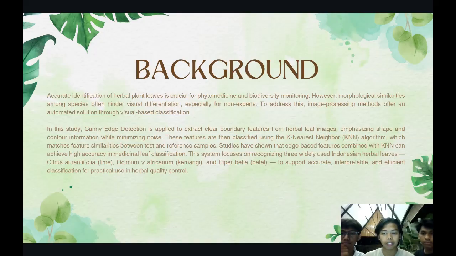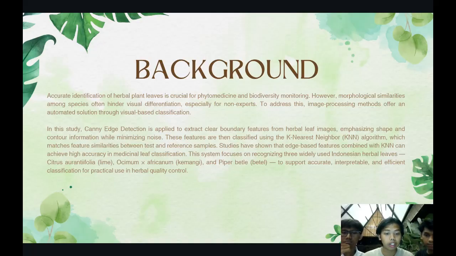Accurate identification of herbal plant leaves is crucial for phytomedicine and biodiversity inventory. However, morphological similarity among species often hinders visual differentiation, especially for non-experts. To address this, image processing methods offer an automated solution through visual-based classification. In this study, Canny edge detection is applied to extract clear boundary features from herbal leaf images, emphasizing shape and contour information while minimizing noise. The features are then classified using the K-nearest neighbor algorithm, which matches feature similarity between test and reference samples. Studies have shown that edge-based features combined with KNN can achieve high accuracy in medical classification.